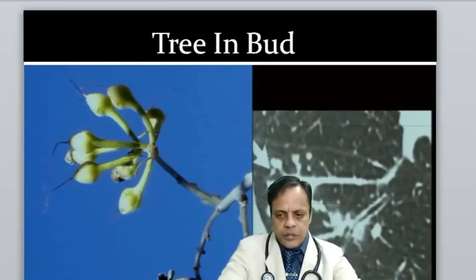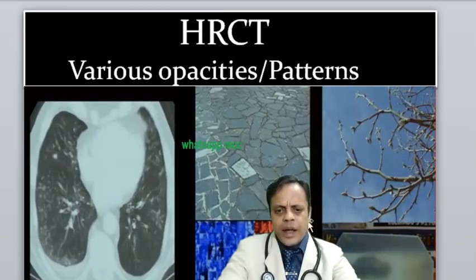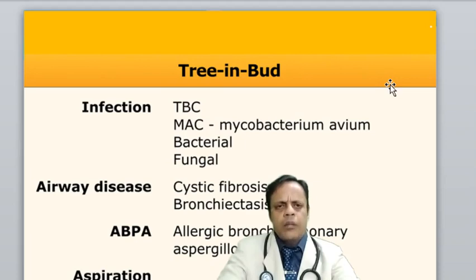In HRCT, various patterns can be seen, like crazy paving pattern, which looks like crazy paving, and this tree in bud appearance, ground glass opacity or mosaic pattern. There could be differentials for tree in bud, but most commonly it is seen in tuberculosis. Other conditions are also seen, like bronchiectasis. You can see it in bacterial infection and aspiration pneumonia. So there is a differential for it.